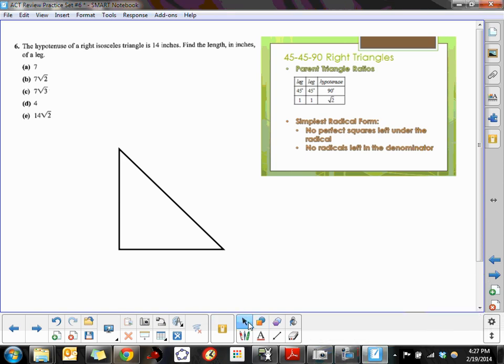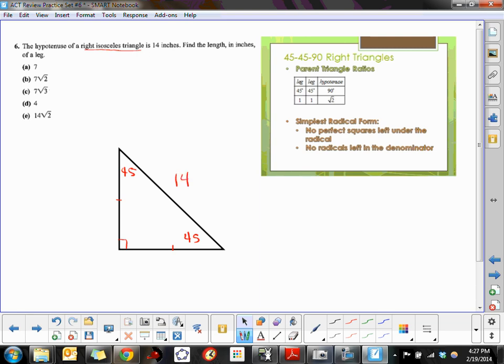Question number 6 is on 45-45-90 right triangles. That's the same thing as the right isosceles triangle idea. If it's a right isosceles, isosceles means two sides have to be the same measure, and it has a right angle. That forces the other two angles to be 45, because isosceles also means two angles are the same measure. So you have a 45-45-90, and it tells us that the hypotenuse is 14 inches.